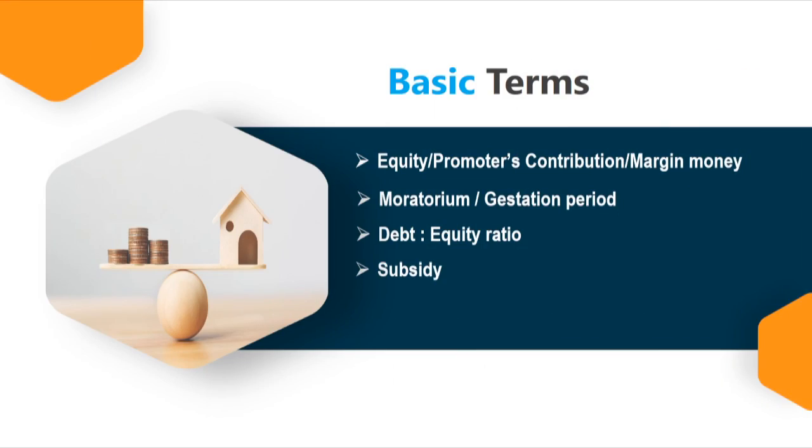In the case of a medium scale or a large scale enterprise, this ratio is normally 2:1. That means you will get approximately 2/3 of the loan, around 66-67%, and 33-34% you have to put in as your own equity. Next is the subsidy.